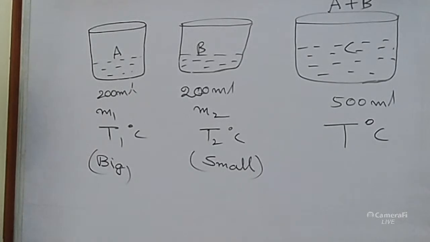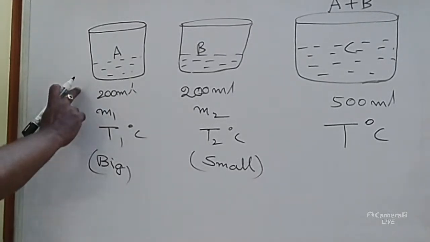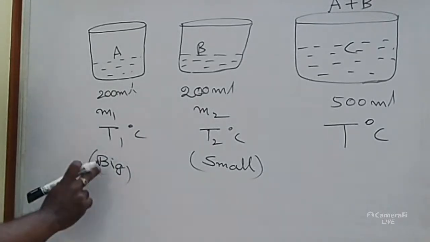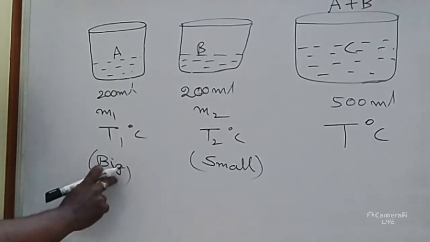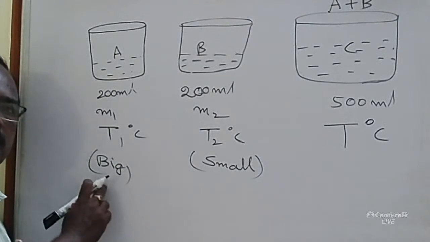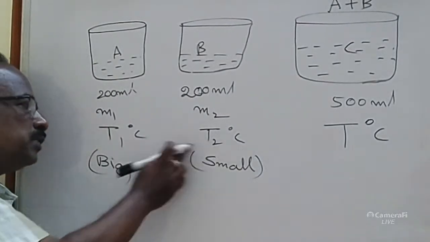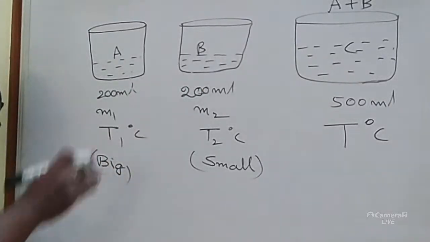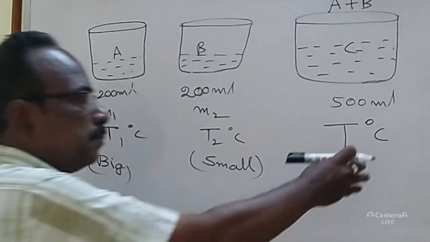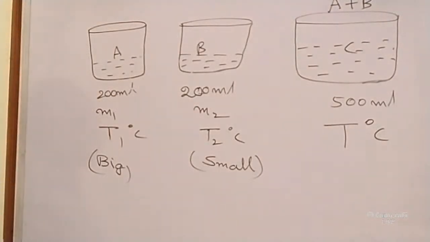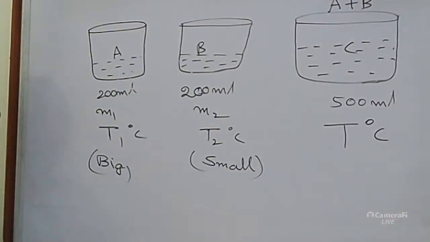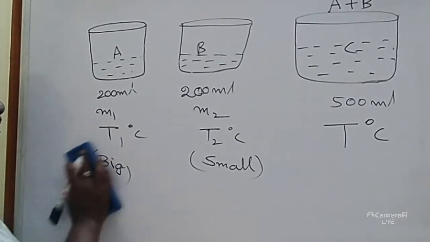Understood? These diagrams. First of all, this one is 200 ml size and contains T1 degrees Celsius. This one is the bigger value and this one is the smaller value. Compared to T2, T1 is the bigger one. So these two will be mixed with each other, and now the temperature is T degrees Celsius. Now the principle of calorimetry: net heat loss is equal to net heat gain. So we can write it now in small letters.